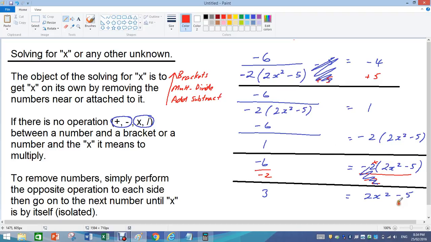Next, plus 5. 3 plus 5 is 8. Minus 5 plus 5 is nothing. 2x squared. I'm going to need some more room here, so I might just move this whole thing up a bit.